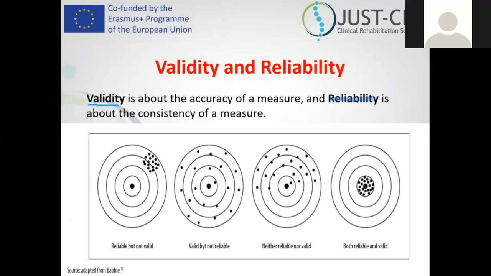The last image to the bottom right side of this slide shows us an outcome measure that yields both valid and reliable results. It is accurate, it yields accurate results, which means it's valid, and it yields similar results every time I use this outcome measure, which means it is reliable.